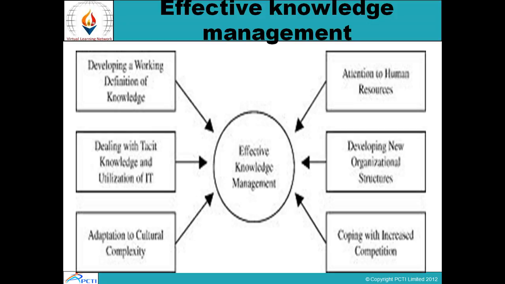Now what is effective knowledge management? In what sense will you say that this is effective knowledge management? So basically effective knowledge management is a collective effort of different dimensions. An effective knowledge management system takes input from developing a working definition of the knowledge. To make any knowledge effective, we have to define the working of the knowledge first, that is, where it is going to be utilized. We have to deal with the unspoken knowledge and the utilization of IT. We have to develop the adaptation to cultural complexity.